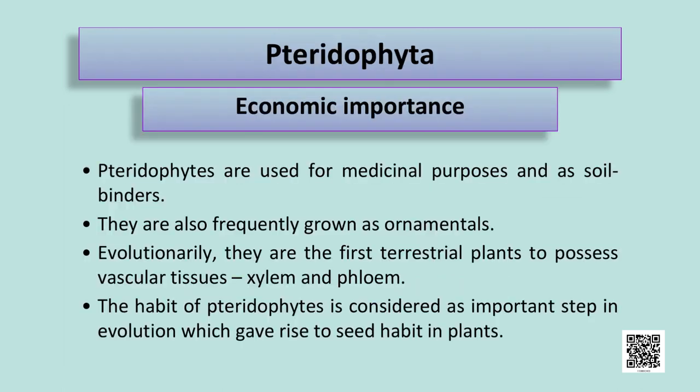Pteridophytes are an economically important group of plants. Pteridophytes are used for medicinal purposes. They also act as soil binders. They are frequently grown as ornamentals. Evolutionarily, they are the first terrestrial plants to possess vascular tissue, xylem and phloem. The habit of pteridophytes is considered an important step in evolution which gave rise to seed habit in plants.